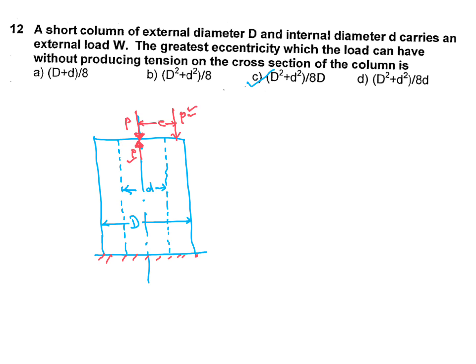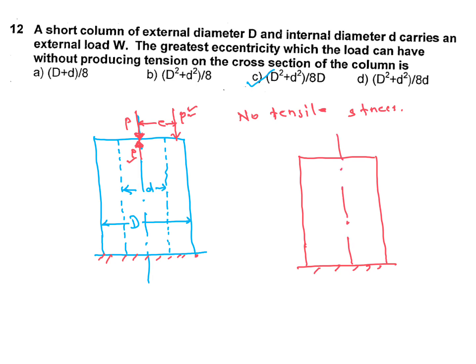In this question it is asked that there should be no tensile stress in that column. If you add two loads we get one moment and one compressive load. That same eccentric load can be represented like this: a clockwise moment M, its value is P into e, and one compressive load P.